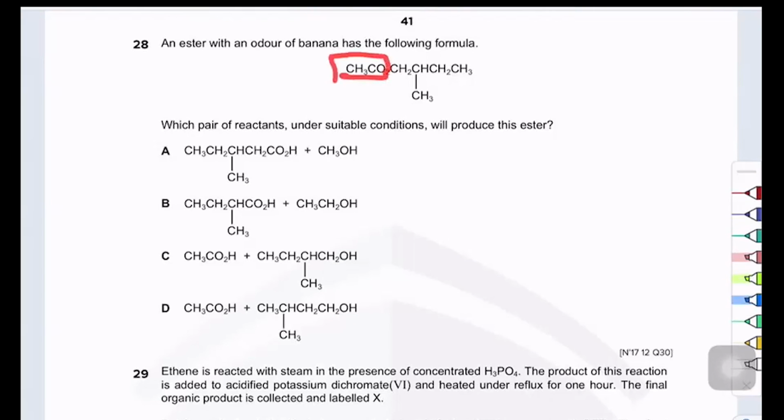And this whole group will get H attached to it. So CH3COOH, ethanoic acid. This one. Pretty easy. Just identify where to break the ester linkage from where the oxygen is.